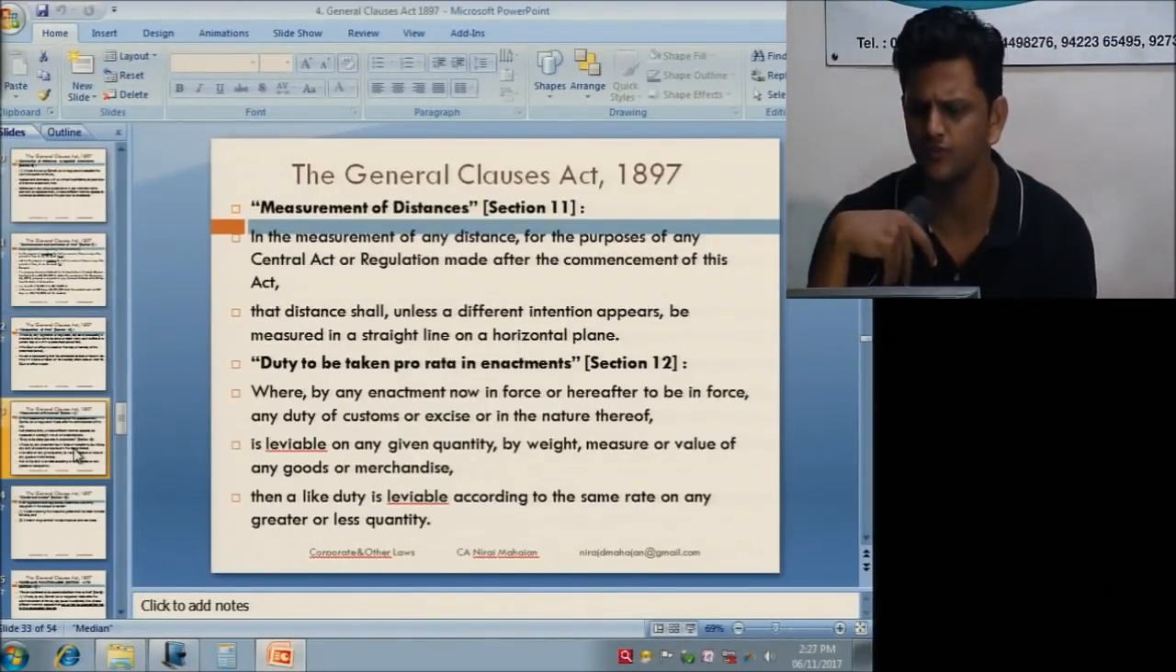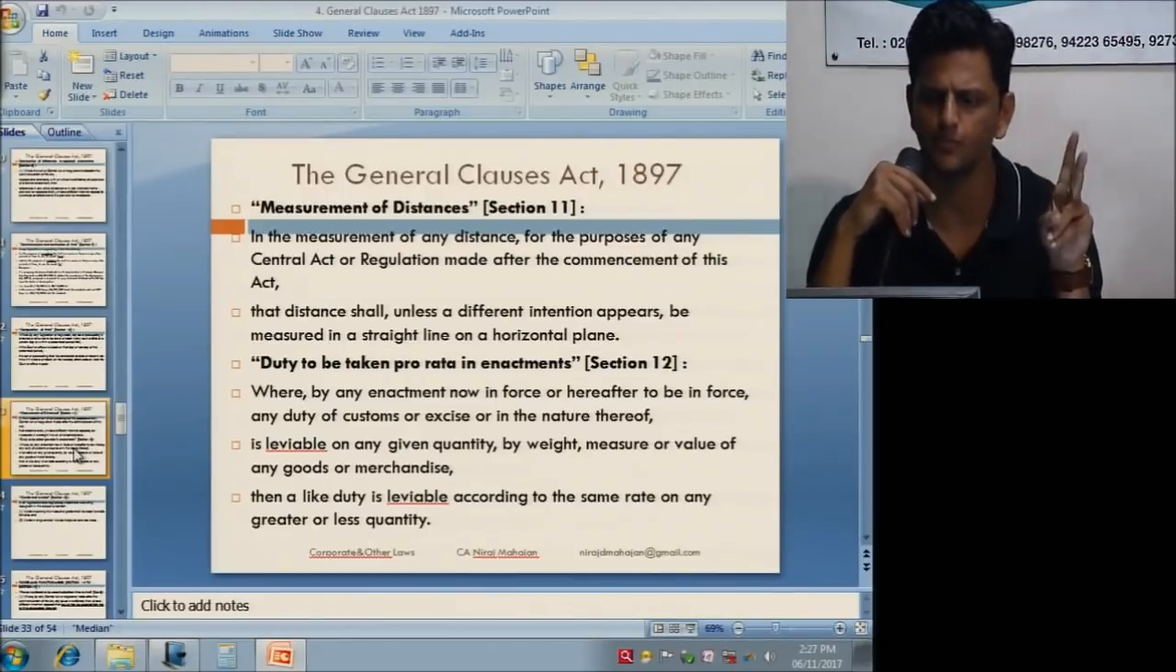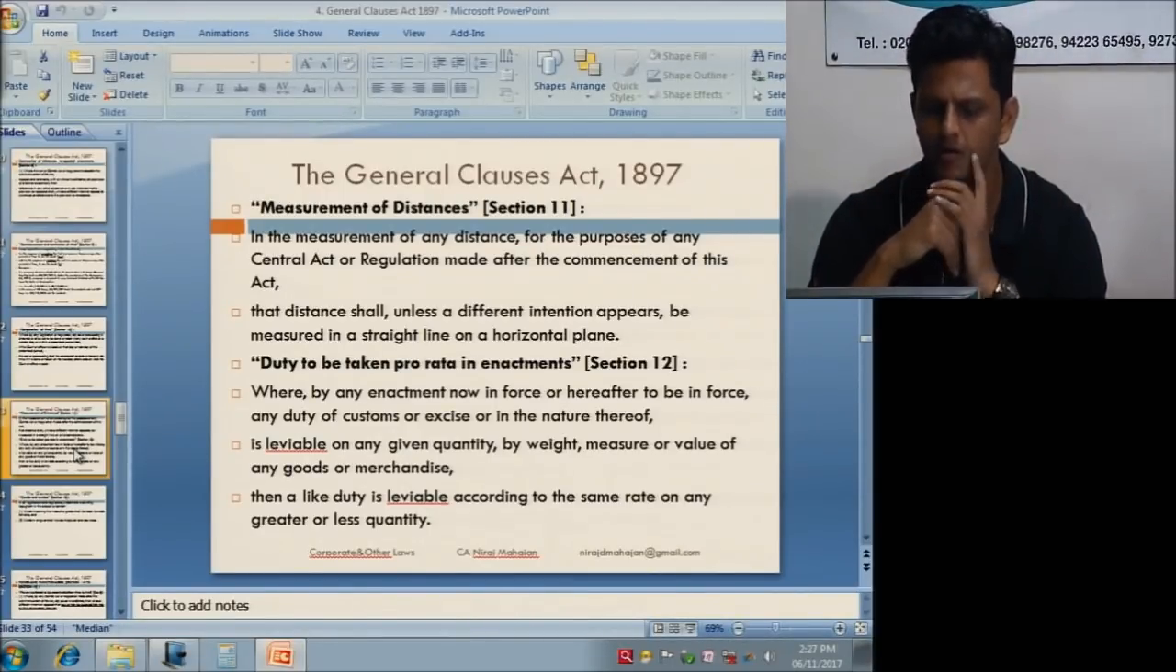Section 10. Measurement of distance. Distance will be calculated as per between two places on a straight line on a plane. These two things are important, na? Straight line on a horizontal plane. Correct? Duty to be taken pro rata in enactments.